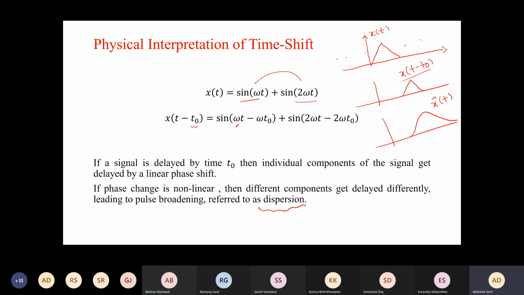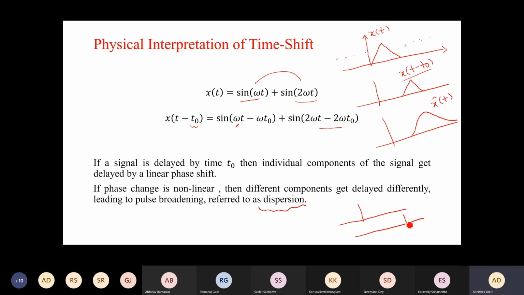Yes, let us see what non-linear phase change would do. Let us imagine a single point. We are thinking of this in terms of sines. If all sines go through linear phase change, linear with respect to frequency, then what would happen? This point will be received as a point, but may be delayed.